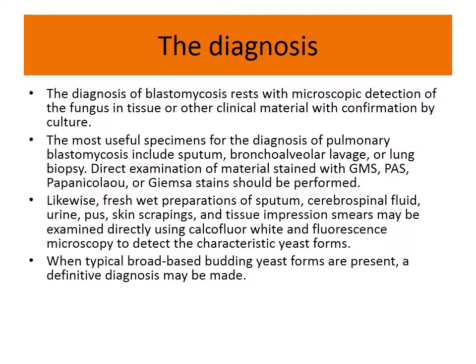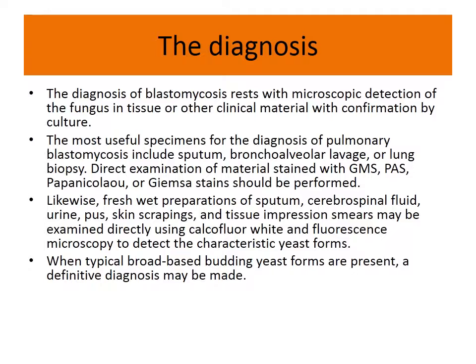So for pulmonary, you have to do sputum, you can do bronchoalveolar lavage, you can take lung biopsy, and that is a standard procedure regardless of what is causing the infection. And then again, for cerebrospinal fluid or urine or pus, all you need to do is, again, as I said earlier, use calcofluor white and look under the microscope, and you will be able to see the different types of fungi causing problems.